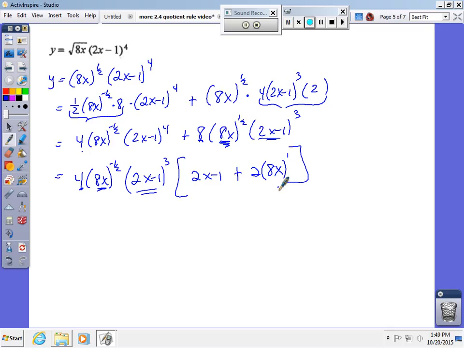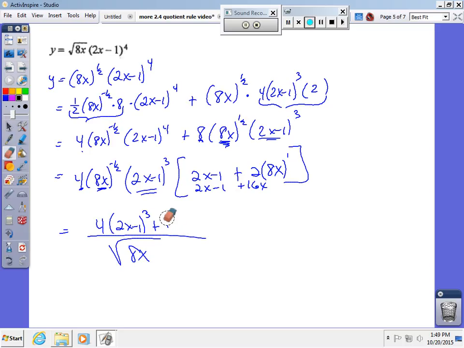Alright, so let's see. Denominator, square root of 8x. Numerator, I have a 4. I have a 2x minus 1 cubed. And in here, it looks like I have a 2x minus 1 plus a 16x, which is plus, oops, sorry, times 18x minus 1.